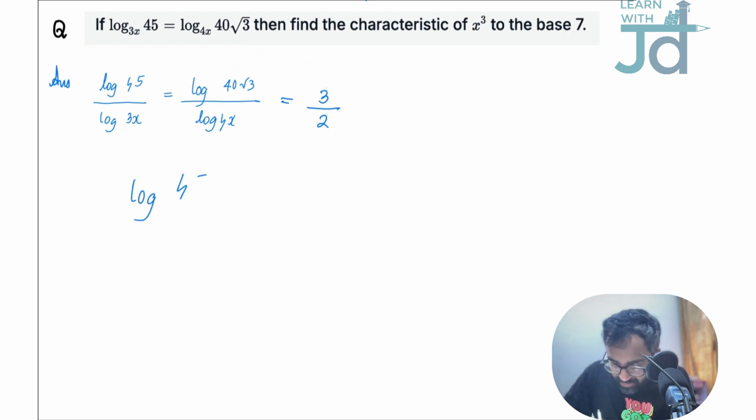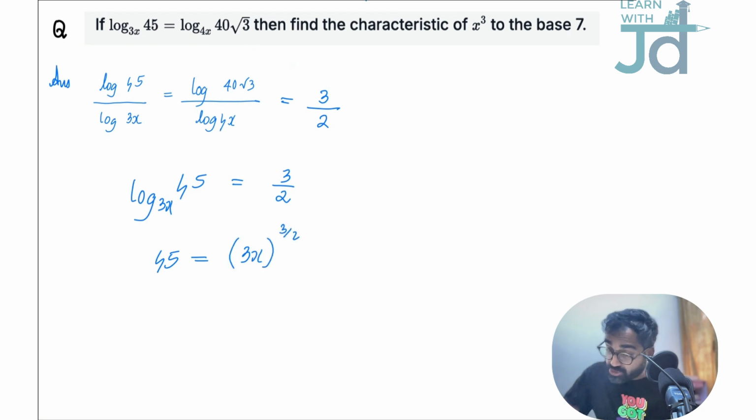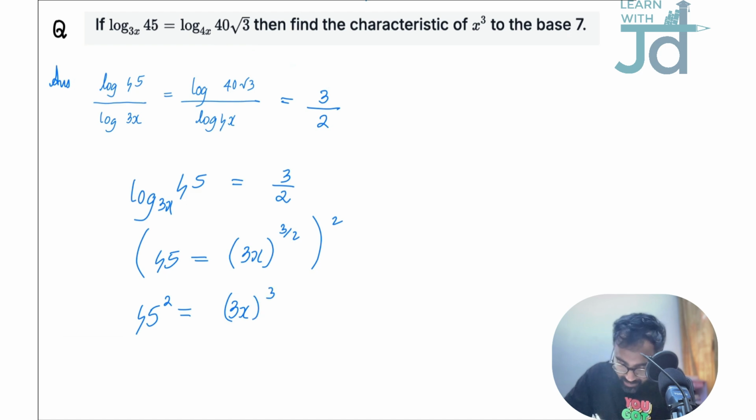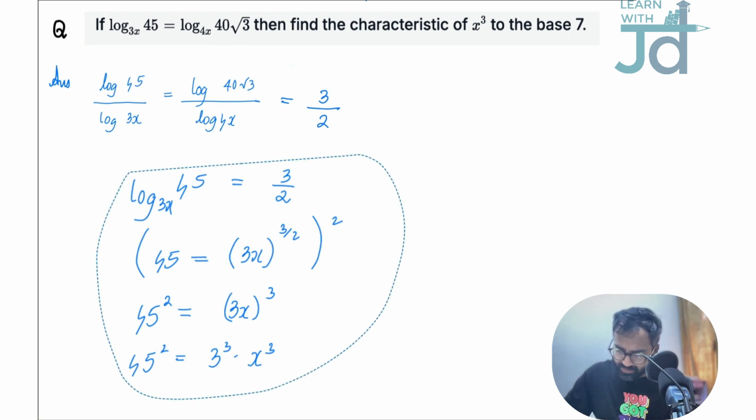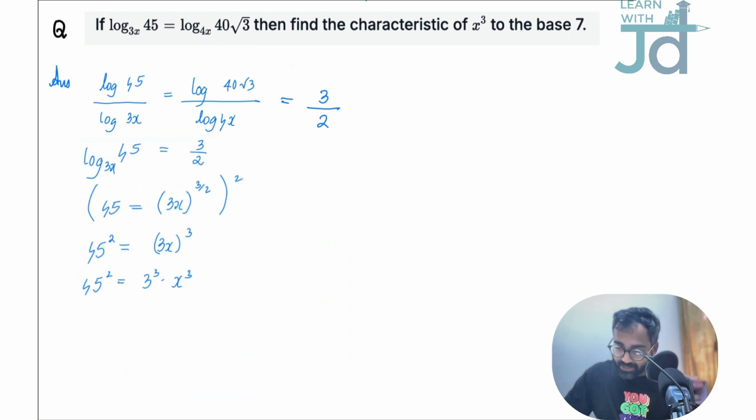I'll solve this. Log 45 to the base 3x is equal to 3 by 2. तो 45 इज इक्वल टू 3x रेज टू 3/2. मुझे x क्यूब चाहिए. So I'll do one thing, I'll square the entire equation. So I will get 45 square is equal to 3x का cube. So 45 square is equal to 3 cube into x cube. Okay, very simple calculations I'm doing. So don't ask why and all. यहाँ पे directly what did I do? 3x raised to 3/2 किया is equal to 45.